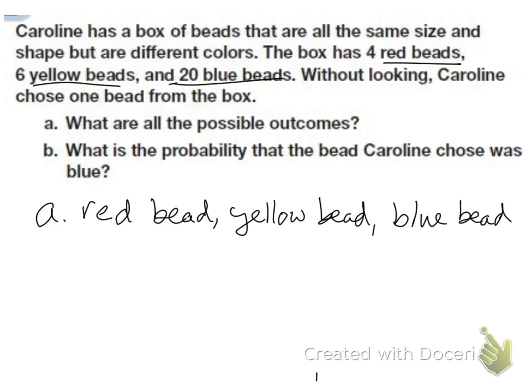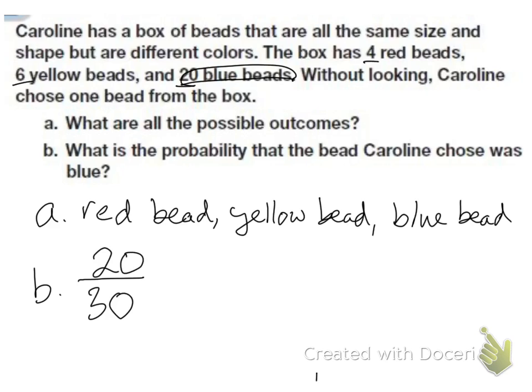All right. And then part B says, what is the probability that the bead Caroline chose was blue? So to figure that out, I first need to figure out how many beads I have. So I need to do 20 plus 6 plus 4. Well, 20 plus 6 plus 4 is 30. So I have 30 beads total, and my fraction is going to be 20 blue beads, so 20 beads over 30.